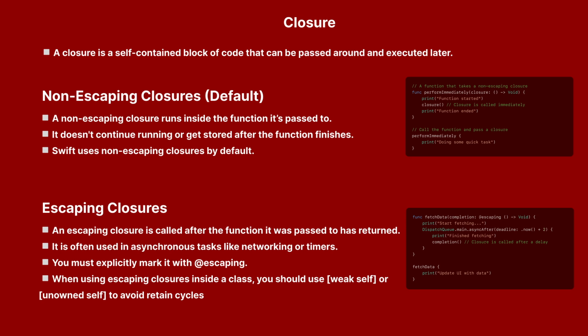For instance, in a networking function that fetches data, the completion closure is stored and executed after the function returns. This means the closure escapes the scope of the function and must be marked with @escaping to inform Swift about this behavior.